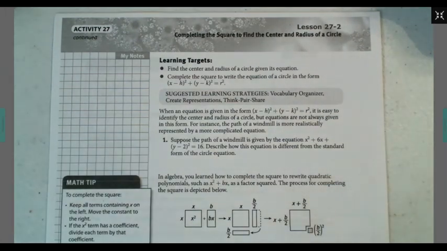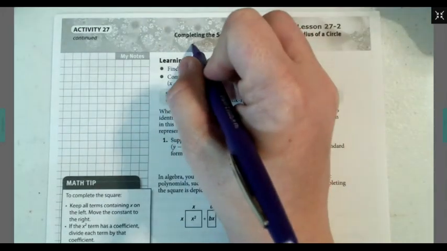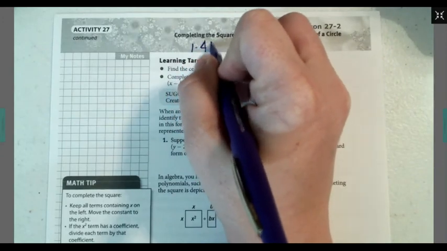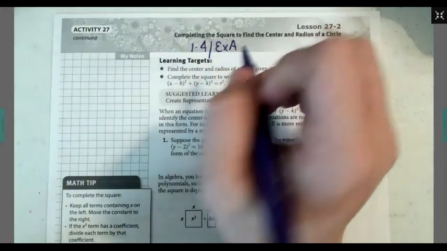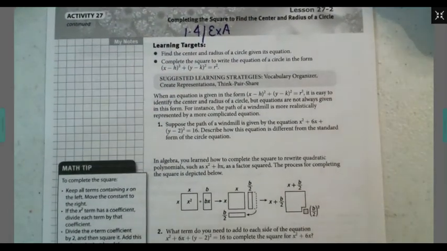Today we will be covering lesson 27-2 on completing the square to find the center and radius of a circle. This lesson will be split into two separate sections. The first section will cover questions 1 to 4. The second section will cover example A. Let's take a look at the introduction for 1 to 4.